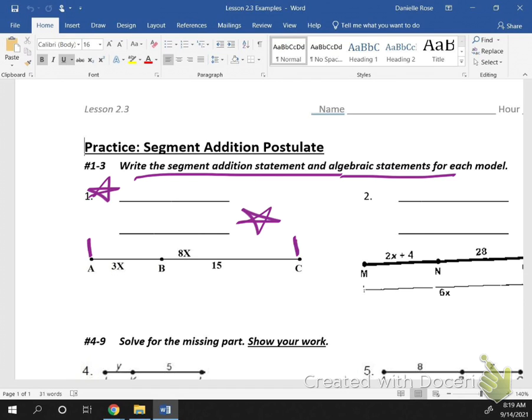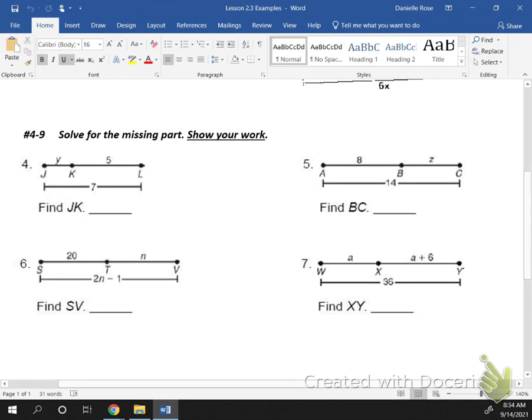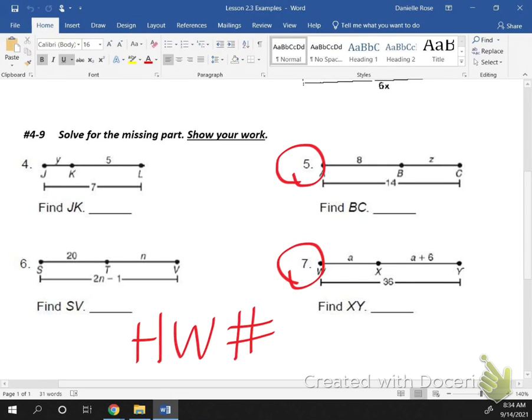Ready, set, go. Right now with our teams, you are going to do 5 and 7. There's a 28 right here. Then you're going to do your homework. Homework 1.